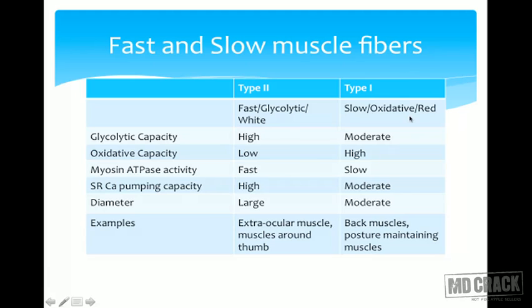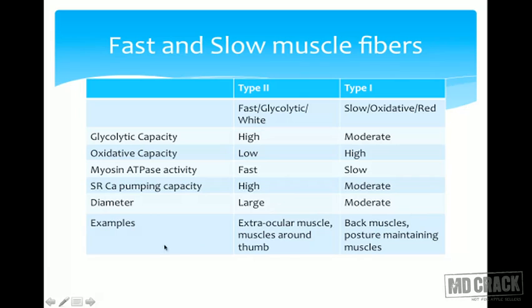But the amount of myoglobin will be more in the slow muscle fibers, so they are also called red muscle fibers. As you can see here, the glycolytic capacity will be high in the fast muscle fiber. Oxidative capacity will be high in the slow muscle fibers. Myosin ATPase activity: since the fast muscle has to contract, the power stroke should be faster to cause faster contraction of the muscle. Therefore the myosin ATPase activity will be faster in the fast muscle fibers. Sarcoplasmic reticulum calcium pumping capacity, naturally, will be higher in the fast muscle fibers. Diameter will be large for the fast muscle fibers.